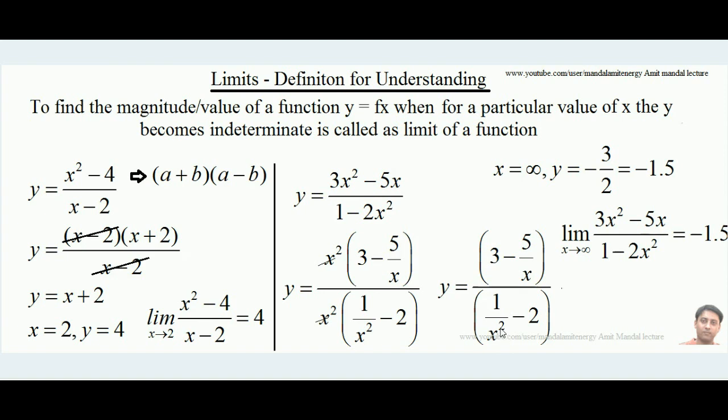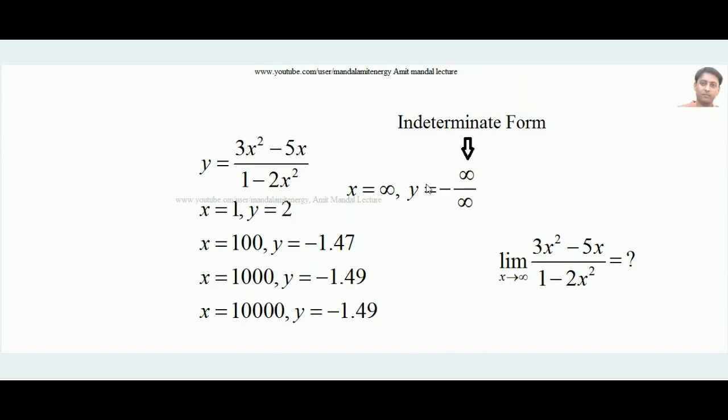0, because any number upon infinity is 0. So 0 minus 2 is minus 2. So ultimately, in the numerator I will get 3, and in the denominator I will get minus 2. So ultimately minus 3 by 2, that equals minus 1.5. So I can write now that limit x tends to infinity, (3x² − 5x) upon (1 − 2x²) equals minus 1.5. In case I directly put infinity over here, I get infinity by infinity form, which is indeterminate form.